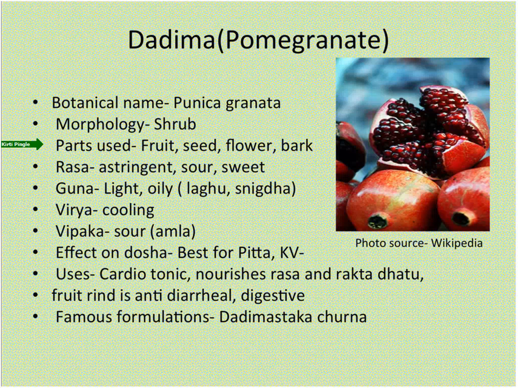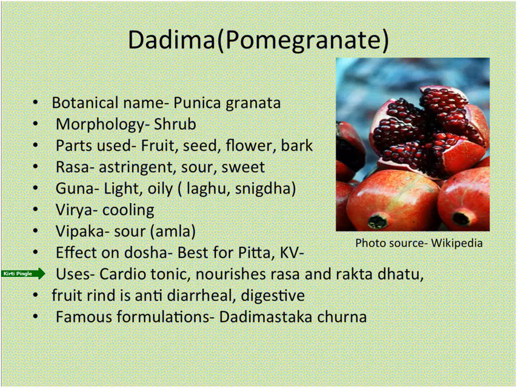Morphologically, this is a shrub, and the parts used are fruit, seed, flower, and bark. Rasa: it is astringent, sour, and sweet. It is light, oily, cooling in nature, and sour in nature. Effect on dosha: it is excellent for pitta, and it reduces kapha and vata dosha. So overall, it acts as a tridoshik.